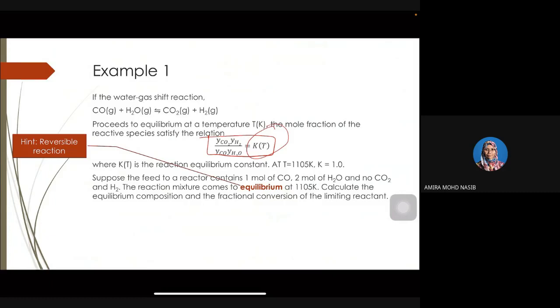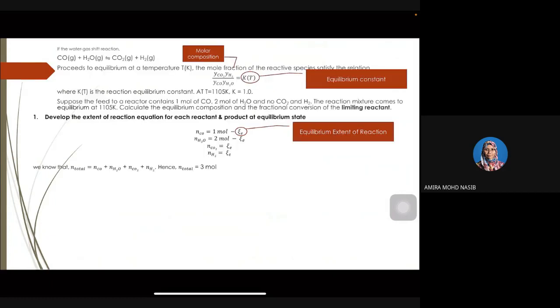Suppose the feed to a reactor contains 1 mole of CO or carbon monoxide, 2 moles of water, and there is no carbon dioxide and hydrogen. The reaction mixture comes to equilibrium at 1105 Kelvin, and what the question asks is the equilibrium composition and the fractional conversion of the limiting reactant. How are we going to solve this?